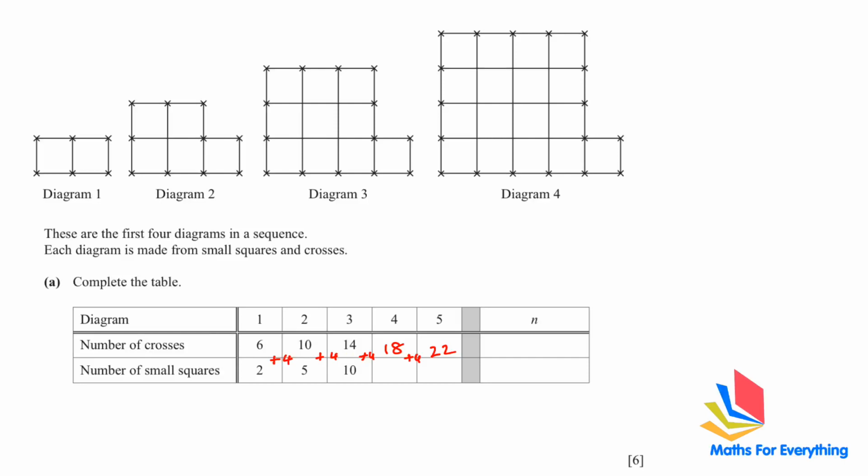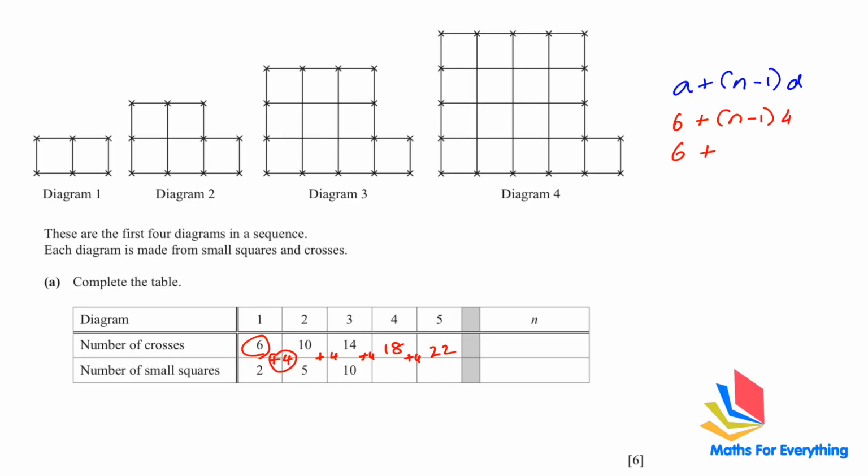To find the nth term, we use the formula. We use the rule a plus n minus 1 d, where a is your first term. So a is our first term. What is our first term? 6. And d is your difference. This is the difference. Every time you are adding 4, so that is your difference.